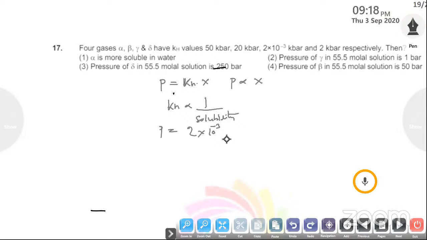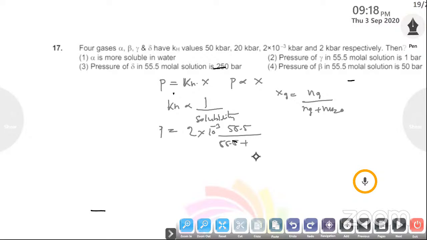Here a 55.5 molar solution is given, meaning what? 55.5 is the moles of the solute. Solute is a gas. So what is the mole fraction here? Mole fraction of the gas is equal to number of moles of the gas divided by number of moles of the gas plus number of moles of the water, right? Gas is the solute. Molar solution means here number of moles of gas is 55.5 by 55.5 plus.